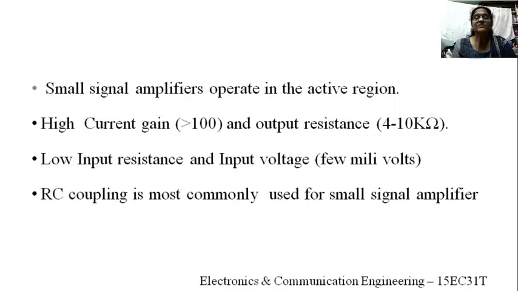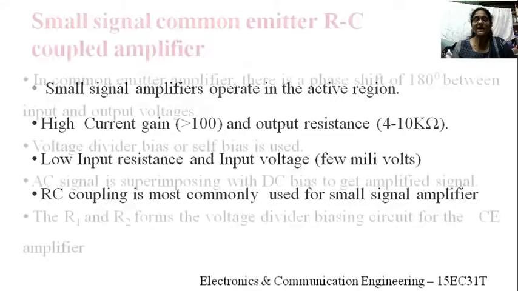Also for small signal amplifiers, RC coupling is the most commonly used. Why? Using RC coupling we can get excellent frequency response compared to other coupling elements. If we use transformer coupling, the frequency response is very poor. But for small signal amplifiers we need the frequency response to be excellent, the best. Therefore we choose RC coupling for small signal amplifiers.